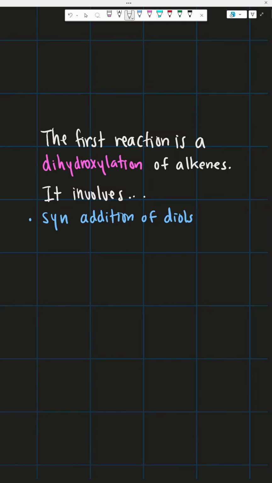The first reaction uses osmium tetroxide to dihydroxylate an alkene. This involves removing the alkene and having instant addition of diols in its place. A diol refers to two alcohols, and in this case, they are vicinal diols, meaning they are on neighboring carbons.